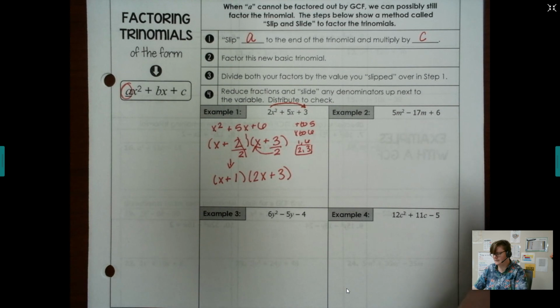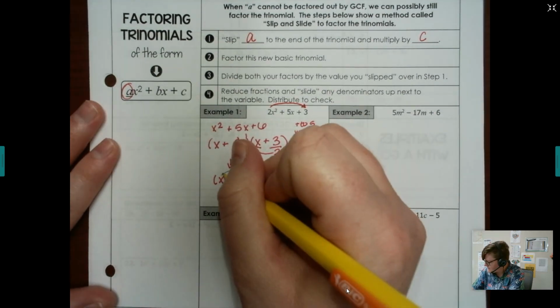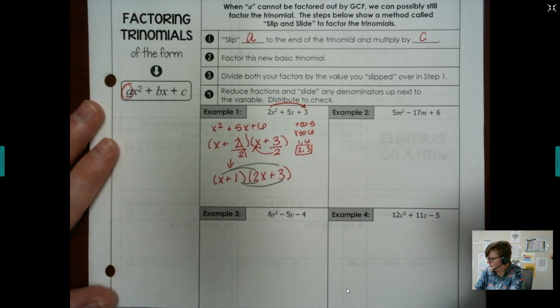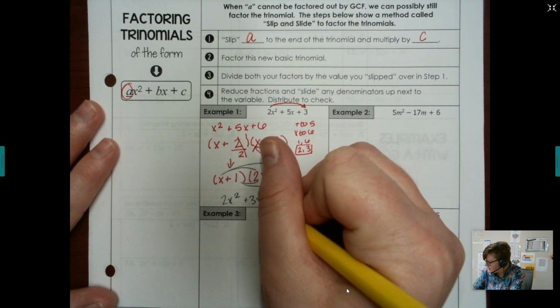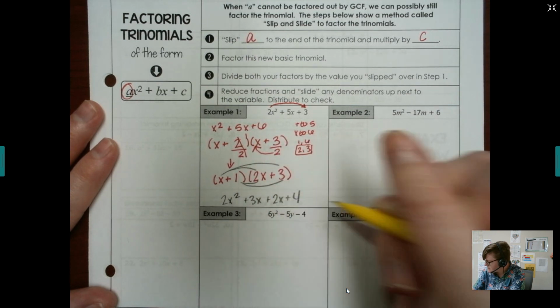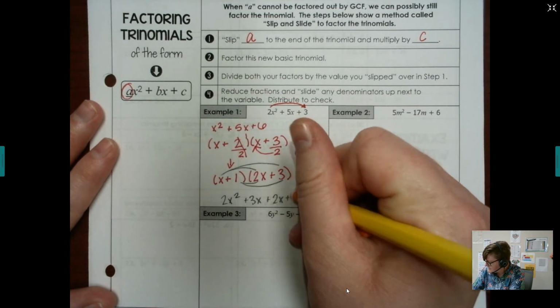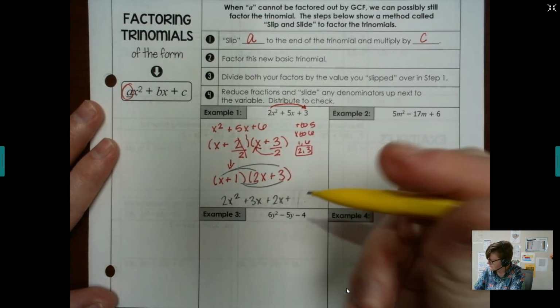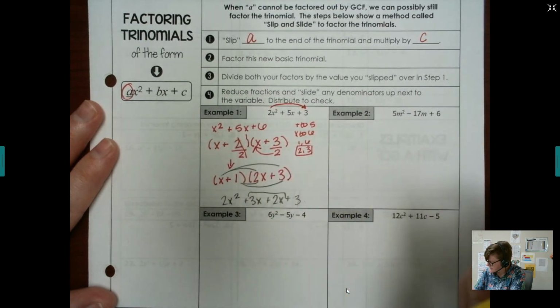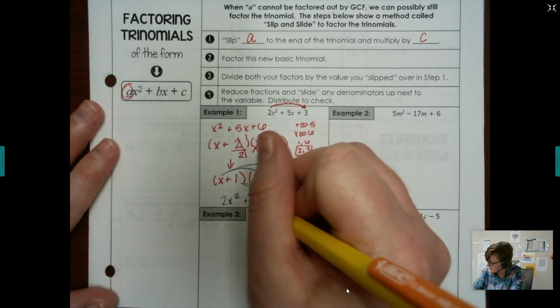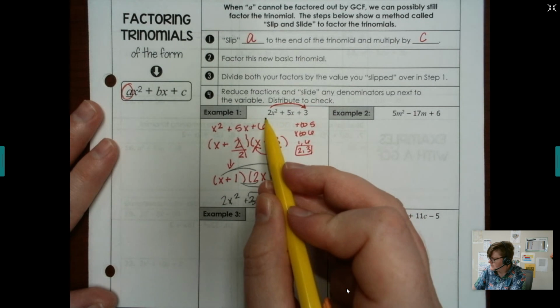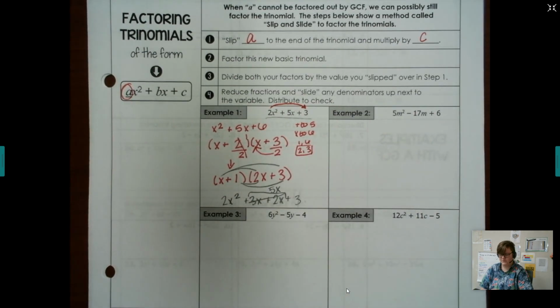And then you would want to check this. I will actually do that, but I'm going to do it in pencil so that you can see how we are checking. So you're just going to FOIL: first, outer, inner, last. x times 2x is 2x squared, plus 3x plus 2x plus 3. 3 times 1 is 3, my bad. Okay, the 3x plus 2x combine to make 5x. And then we have 2x squared plus 5x plus 3, which is what we started with. So that did work.